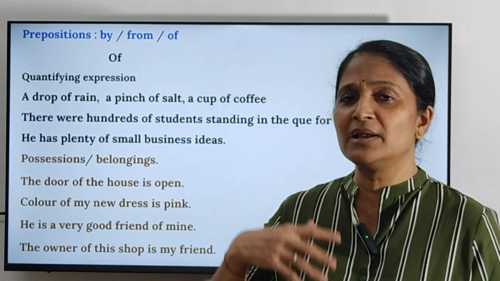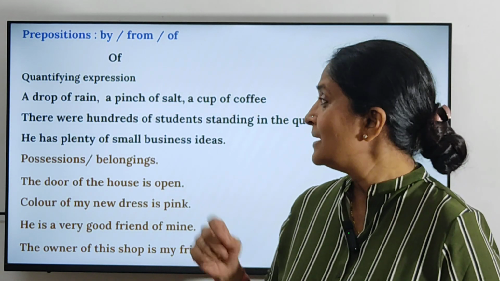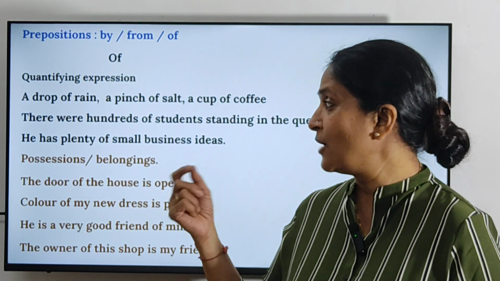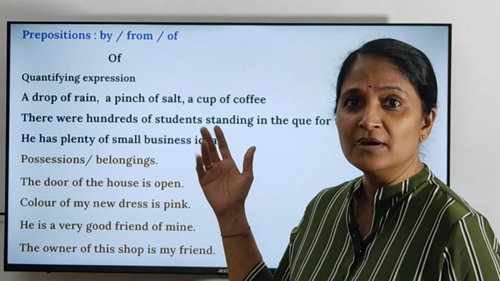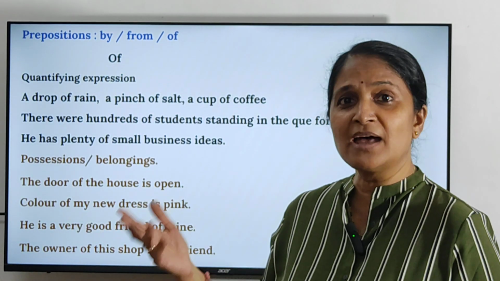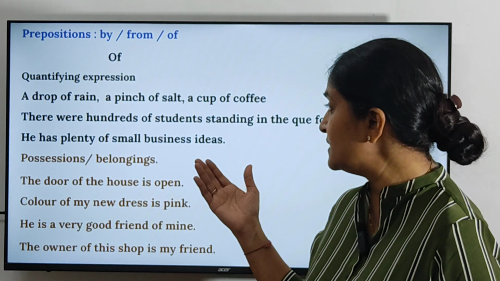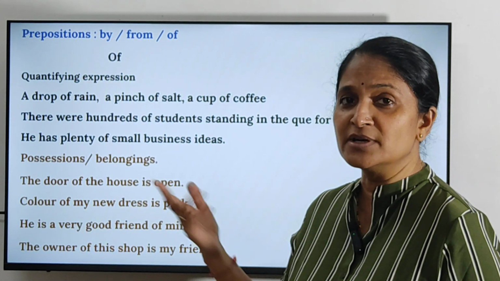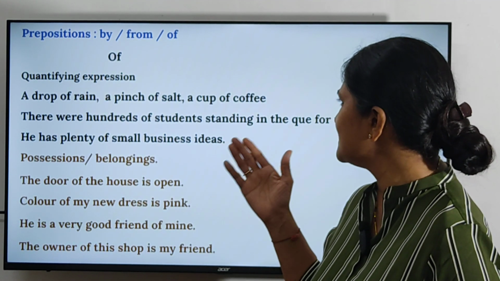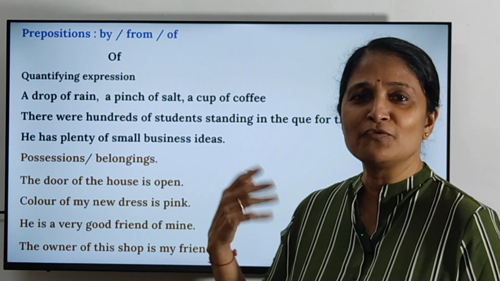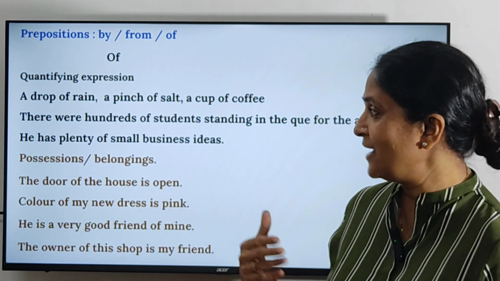So with uncountable and countable both, in that expression you use of. A drop of rain, see uncountable nouns. A drop of rain, a pinch of salt, a cup of coffee, a kilogram of rice. This is uncountable. If it is countable, you say there were hundreds of students. कितने थे? Hundreds of students. Students, right? Standing in the queue for admission.